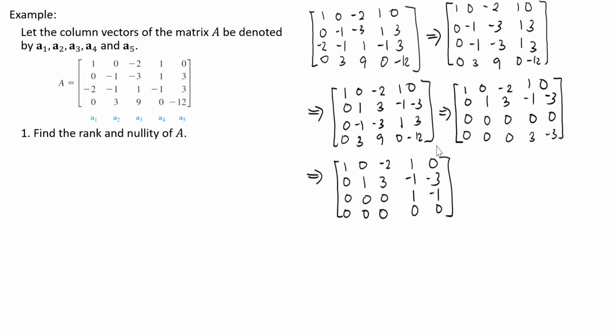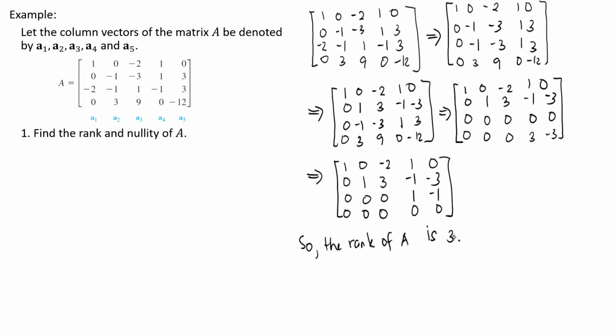So we have now the row echelon form equivalent to the given matrix. These non-zero rows or non-zero vectors form a basis for the row space of A. And so since we have 3 non-zero rows, the rank of A is 3.